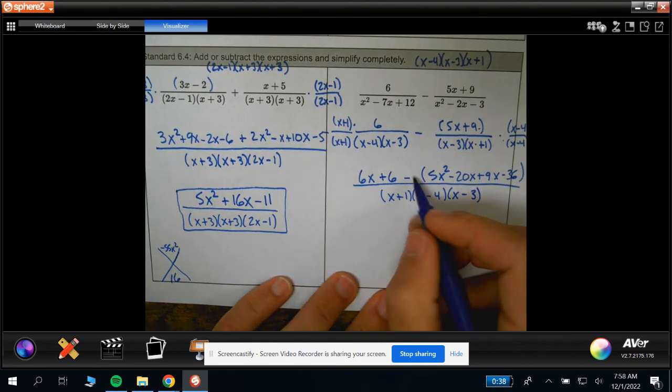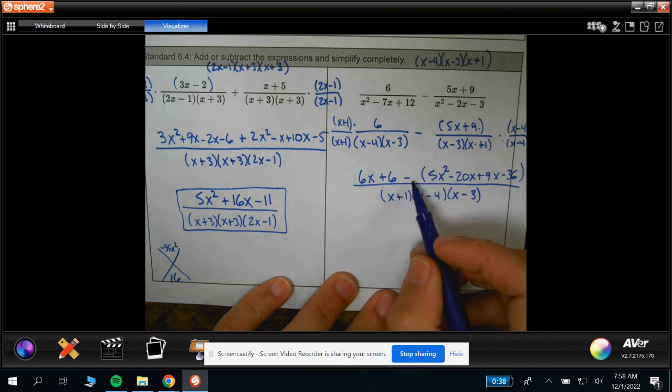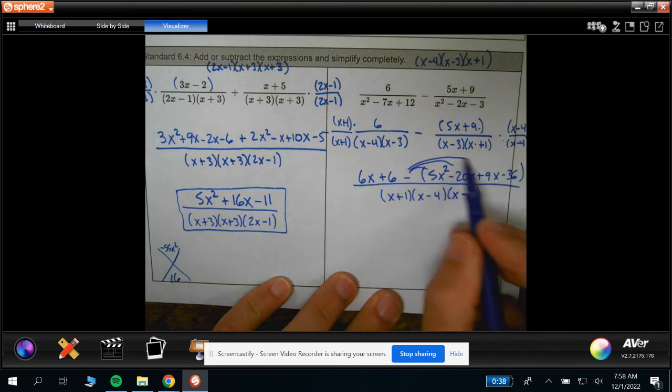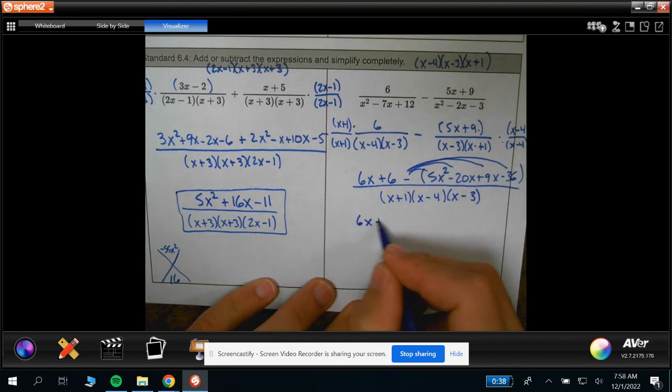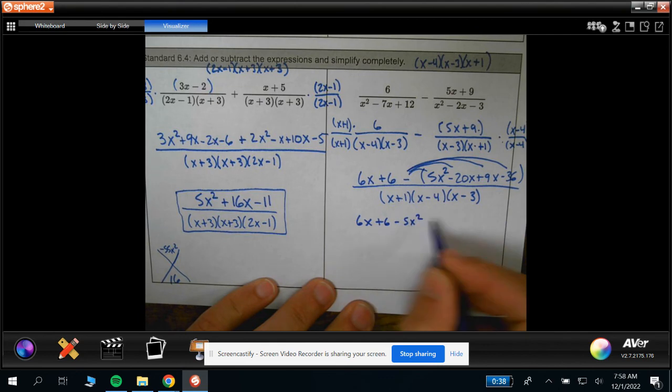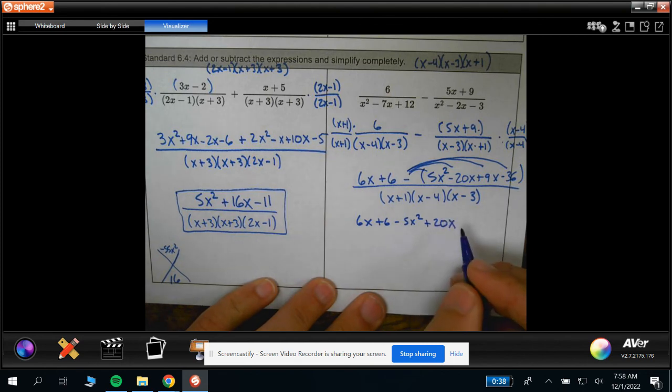Now, be careful with this minus sign. That means I have to distribute each part. Okay, the minus sign gets distributed to each term. So now I've got 6x plus 6 minus 5x squared, negative minus 20x minus negative 20x becomes plus 20x. Minus 9x is minus 9x.